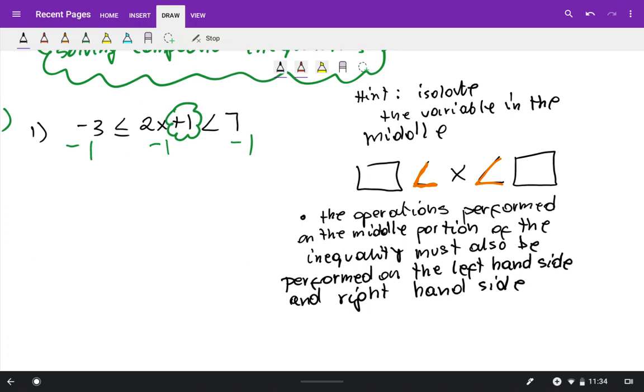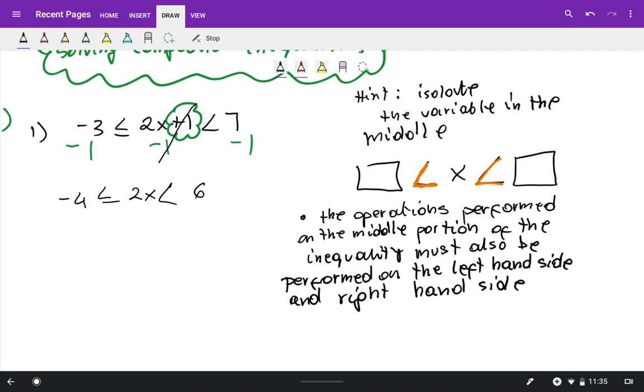And now we're going to simplify. -3 minus 1 will give you -4. We keep the same inequality, less than or equal. +1 and -1 cancel, so we only have 2x in the middle, less than 7 minus 1, that gives you 6. So we subtract numbers 3 times, from the middle, from the right, and from the left side.